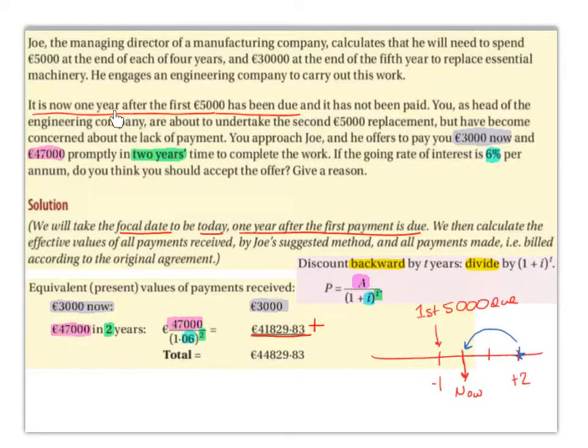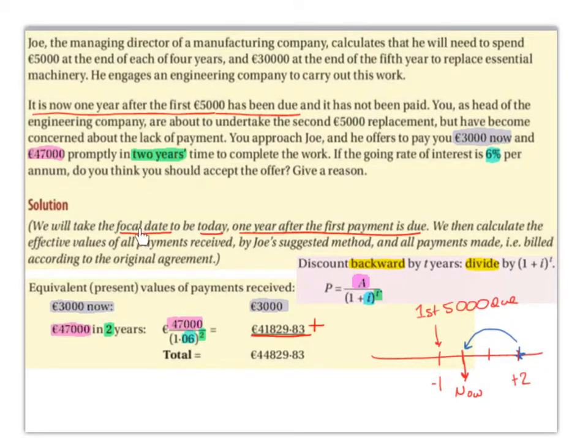It is now 1 year after the first €5,000 has been due, and it has not been paid. You, as head of the engineering company, are about to undertake the second €5,000 replacement, but have become concerned about the lack of payment. You approach Joe and he offers to pay you €3,000 now and €47,000 promptly in 2 years' time to complete the work. If the going rate of interest is 6% per annum, do you think you should accept the offer and give a reason?